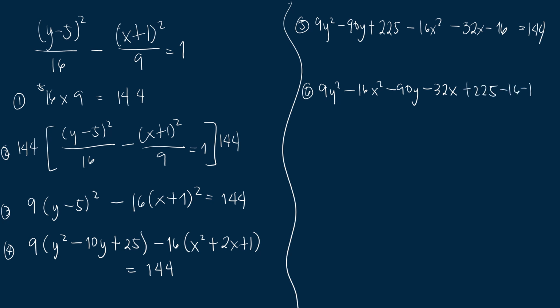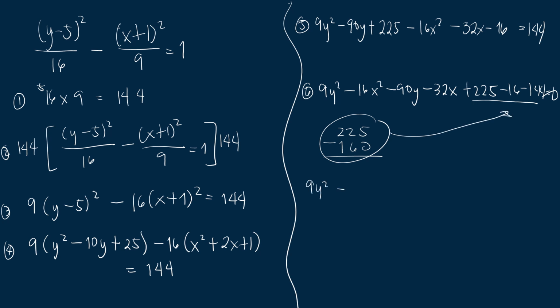Lipat na natin si 144 para equal to 0 na tayo. And then, we can simplify on the left side. That would be 225 minus 160. So therefore, if this is the last part, that would be 9y squared minus 16x squared minus 90y minus 32x, minus, it should be plus instead. So because 225 is larger, subtract natin si 160. So that would be 65 is equal to 0.